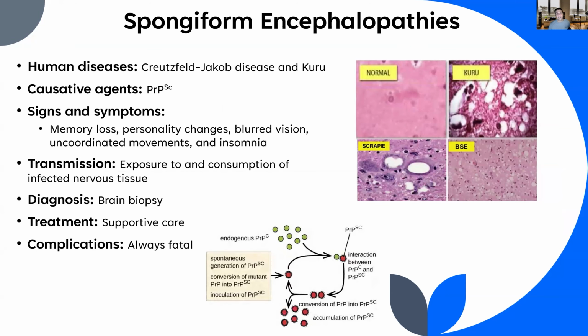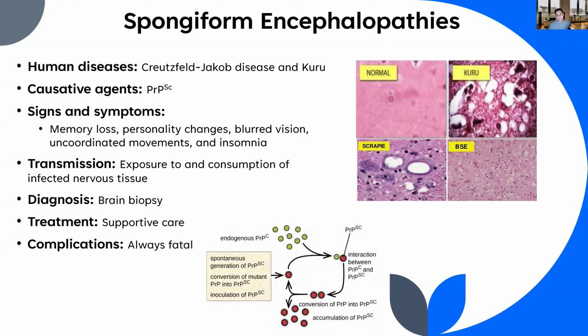The last of the acellular diseases that impact the nervous system are spongiform encephalopathies. There are a lot of these. You've probably heard of them: mad cow disease, scrapie, that kind of thing. In humans, there are two diseases: Creutzfeldt-Jakob disease and Kuru. These are actually caused by a malformed protein that in humans is referred to as PrP. Signs and symptoms include memory loss, personality changes, blurred vision, uncoordinated movements, and insomnia.